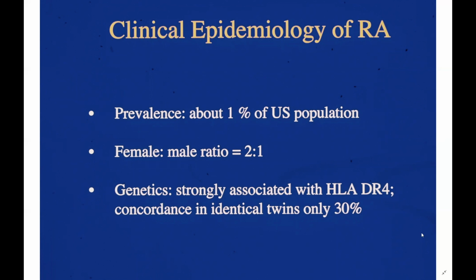It is strongly associated with HLA-DR4 and with a couple of other DWs and DQs. But what's interesting is the concordance in identical twins is only 30%, whereas the concordance of ankylosing spondylitis in identical twins is virtually 100%. So what does this mean?